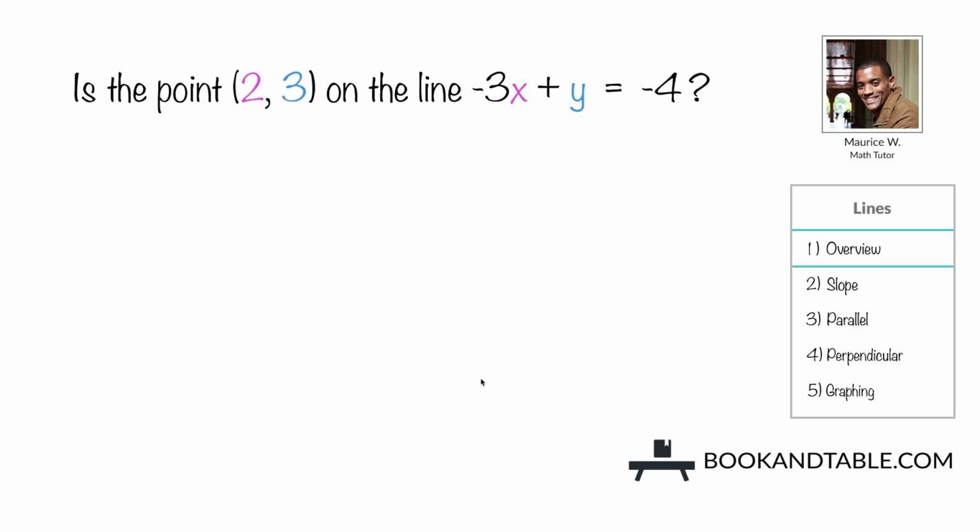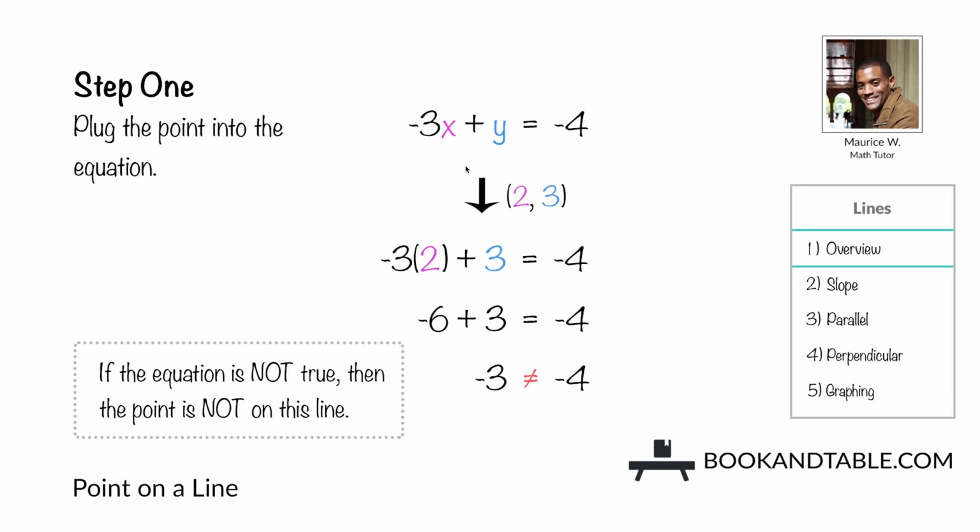You would be given a question like this one. Is the point 2, 3 on the line negative 3x plus y is equal to negative 4? So this is our standard form. We have our x and y on the same side of the equation and the constant on the right side of the equation. So how do we figure out if a specific point given to us exists on this line? There's really one step to figure this out. You plug the point into the equation.